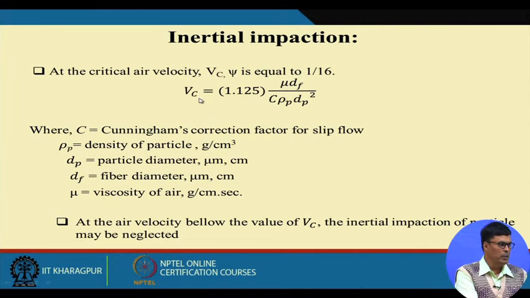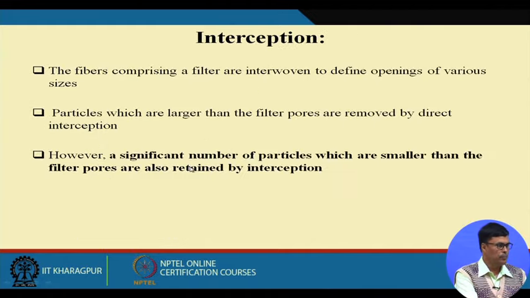The critical velocity is equal to this one. That means if the velocity is more than the critical velocity, then and only then will your particle be collected through inertial impaction. That is the main thing over here.